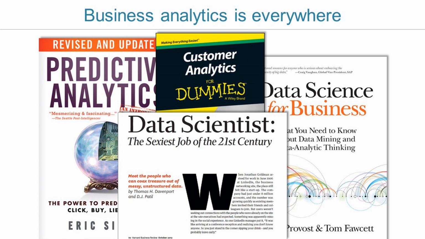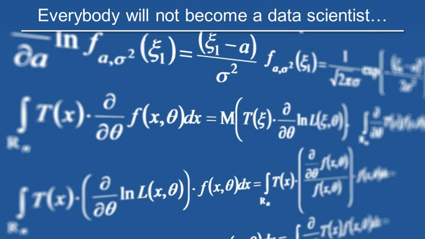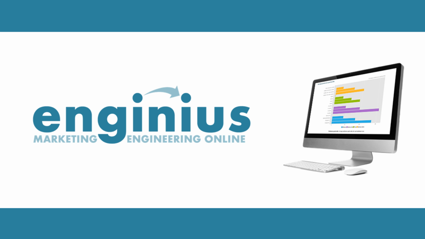The issue is that, to be fair, not everybody will become a data scientist. It requires special statistical skills that not all business students would like to have. On the other hand, not everybody would like to be and will become an accountant, but every business student should have at least some knowledge of what accounting is all about. And so that's exactly to fill that gap that we've designed Enginius, and we had that in mind.